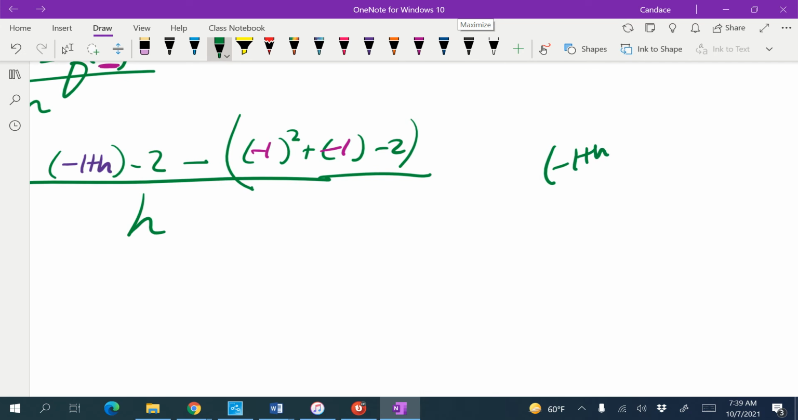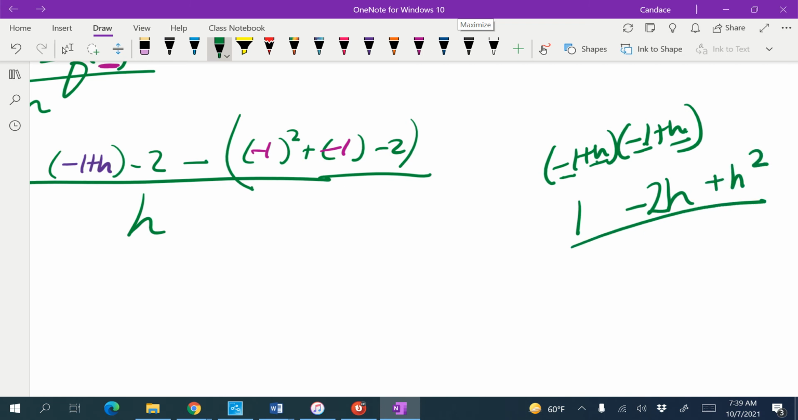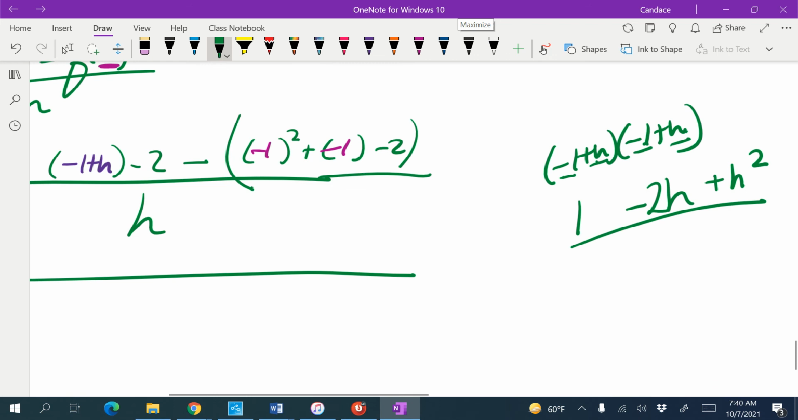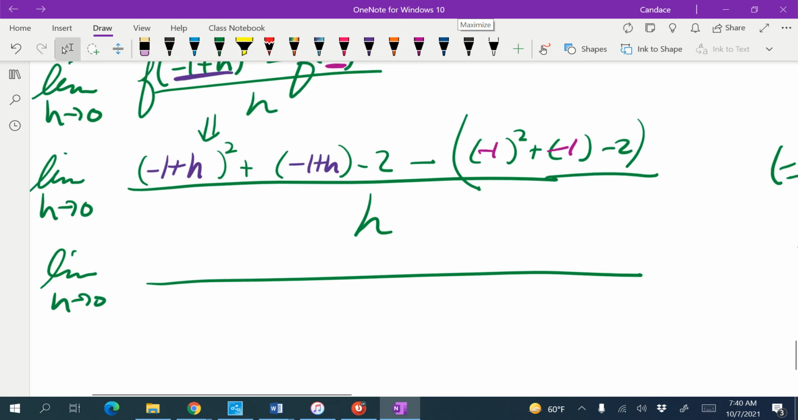So you've got -1 plus h times -1 plus h. -1 times -1 is 1. -1 times h is -h. There's going to be a second one in the middle, so that's -2h. And h times h is h squared. So that is going to get put in this first spot. So it was 1 minus 2h plus h squared. Then here, I really don't need the parentheses, so I'm just going to drop them. So -1 plus h minus 2.